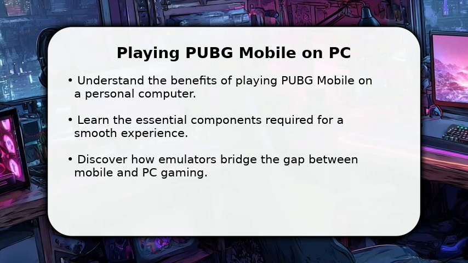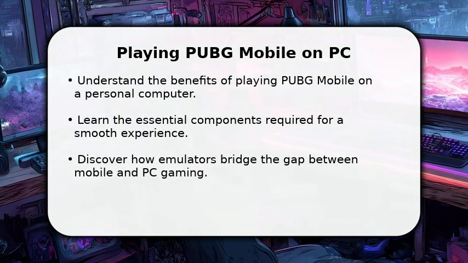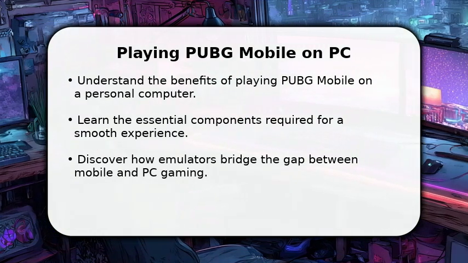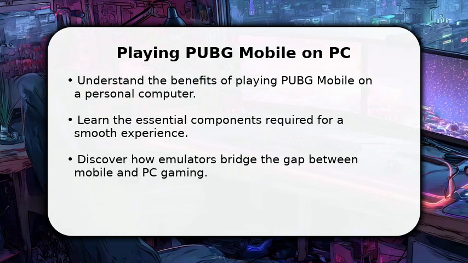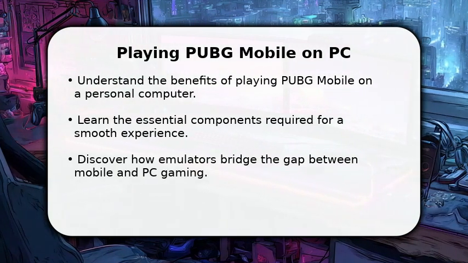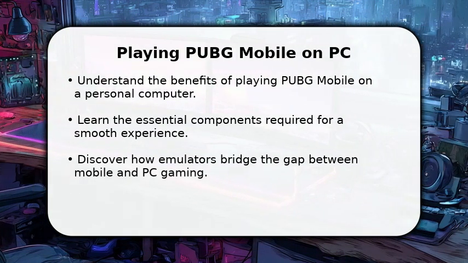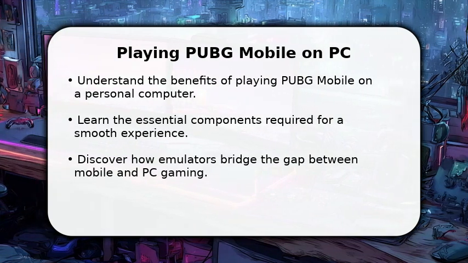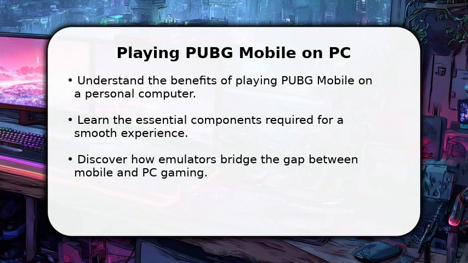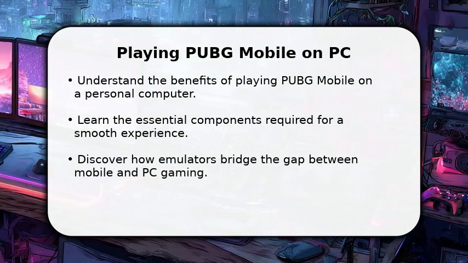In this video, I will explain how to play PUBG Mobile on your personal computer using an emulator. First, ensure your PC meets the minimum system requirements, which typically include at least 4 GB of RAM, a dual-core processor, and a graphics card with DirectX 11 support. This setup provides a much larger display and more precise controls, enhancing your gameplay significantly. We'll cover everything from choosing the right emulator to optimizing your settings for the best performance.